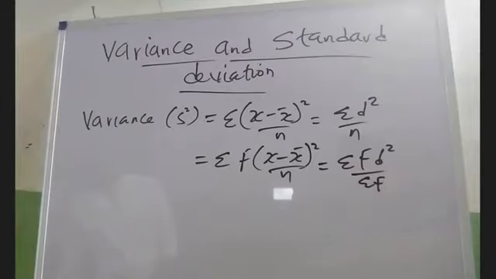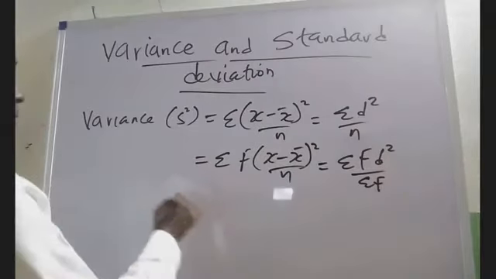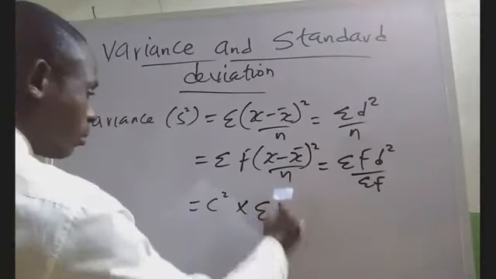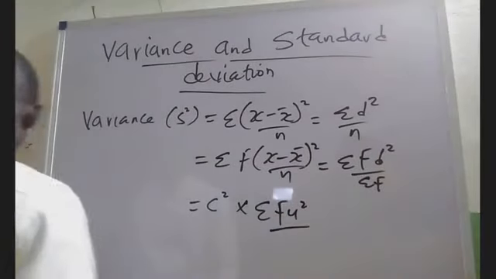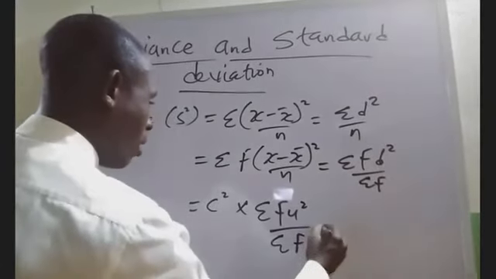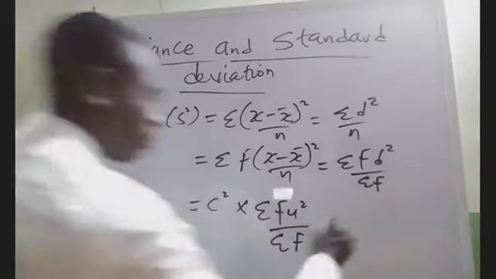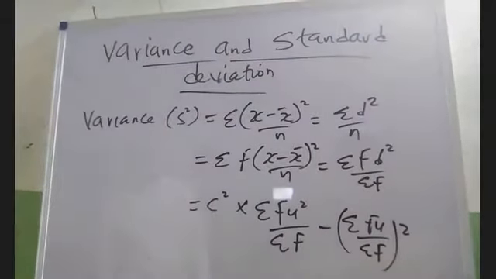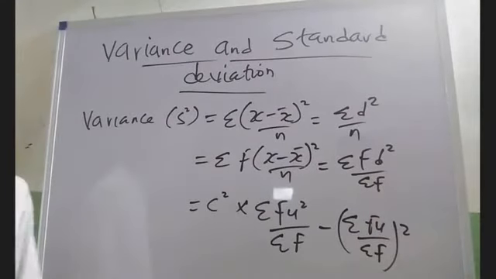Also, we can define variance as s squared equals c squared times sigma fu squared over sigma f minus sigma fu over sigma f all squared. So these are the definitions of variance.